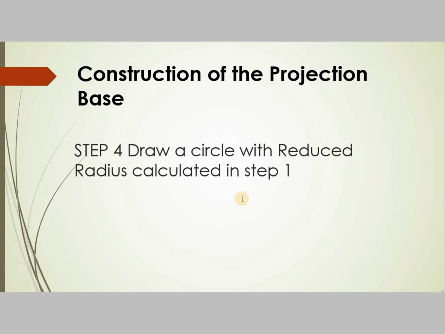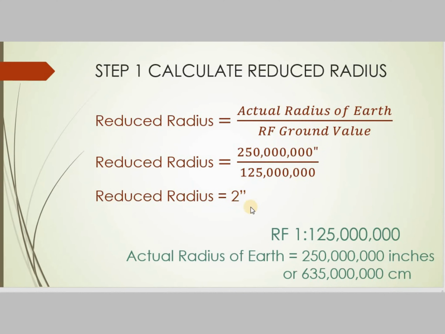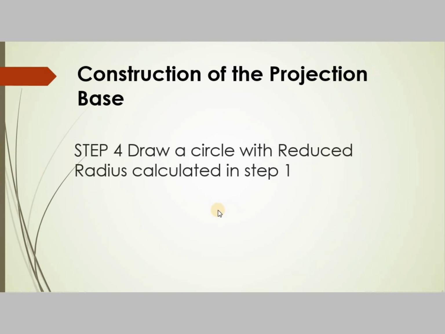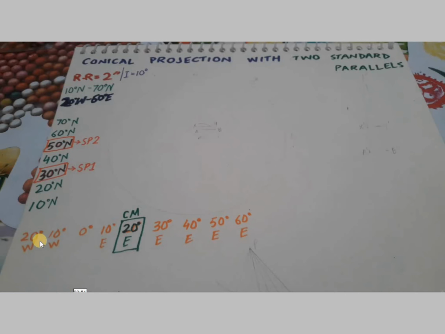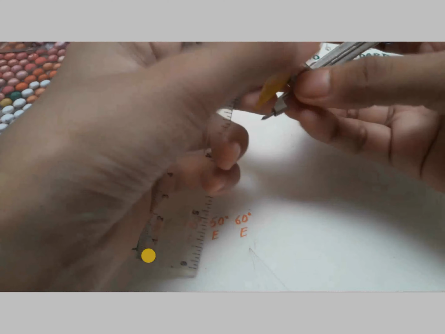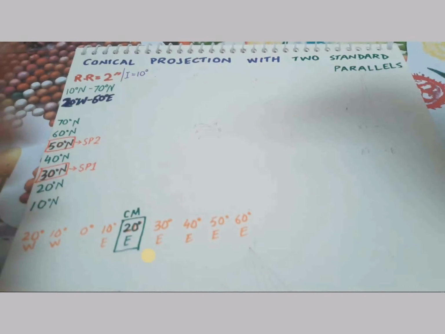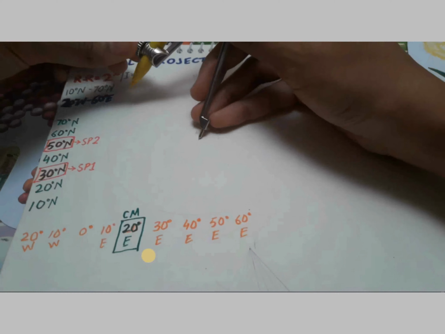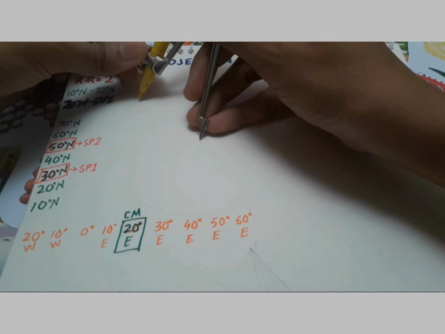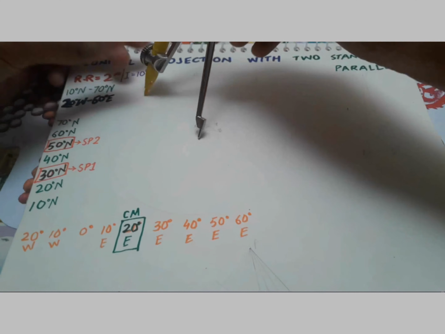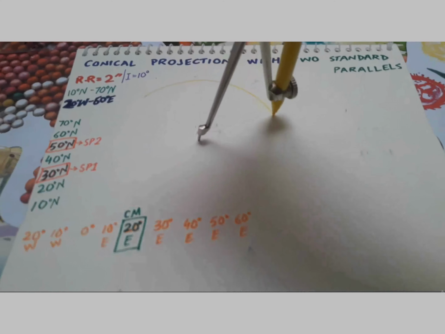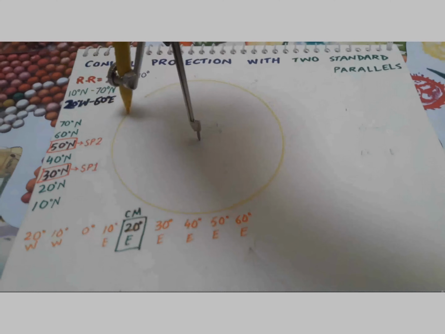So for the construction of the base we need to draw the circle of reduced radius which was calculated in step 1. So this was the reduced radius calculated, 2 inches. Now we will see how this circle will be constructed. So opening an arc of 2 inches using scale and pair of compasses, we make the circle of 2-inch radius. So that's how the circle will be drawn.